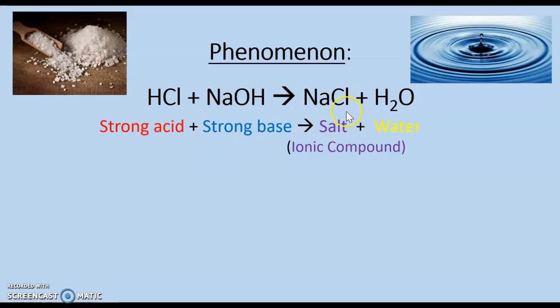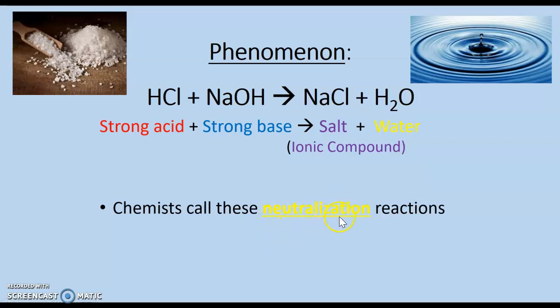So NaCl is table salt. But just remember that salt can mean any ionic compound. And they also produce water. That's kind of interesting to me. You have two really strong substances that are corrosive, but you put them together and they make water? Very weird, very weird. We call these neutralization reactions.